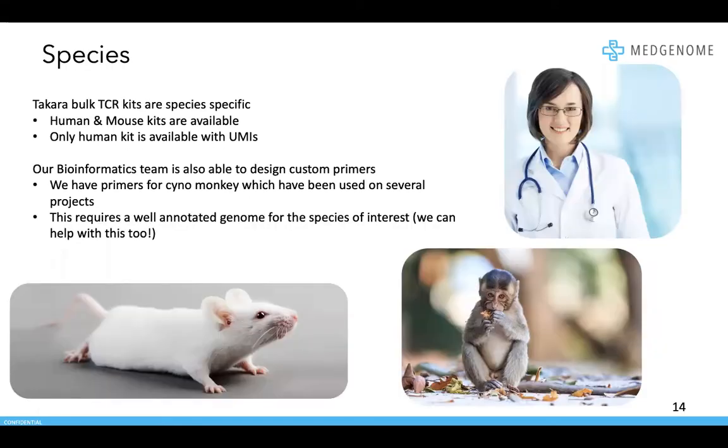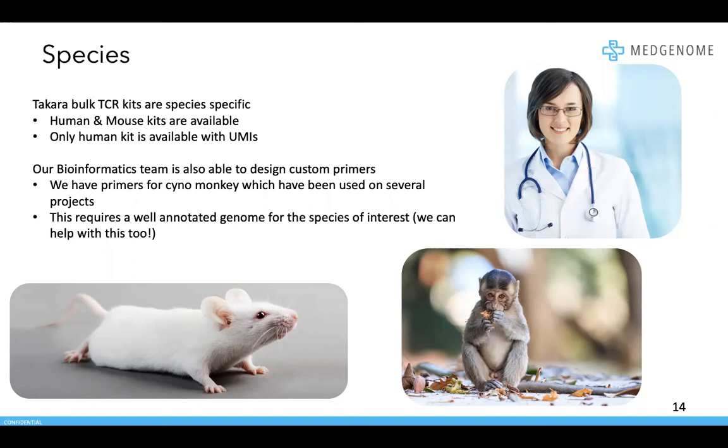One third thing that helps us to stand out in the TCR field involves the species we can use our TCR kits with. The actual kits that we buy from Takara are only compatible with human and mouse species. And looking at Adaptive and iRepertoire, they're also only offering human and mouse.